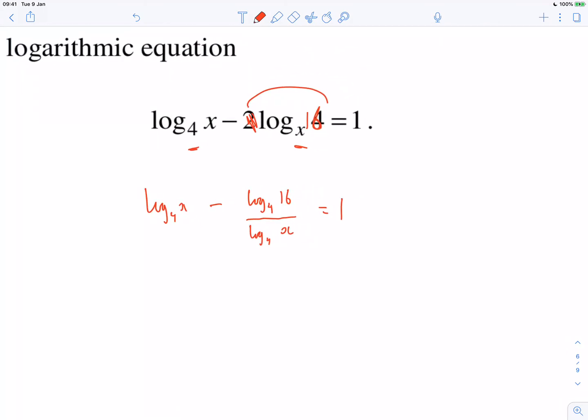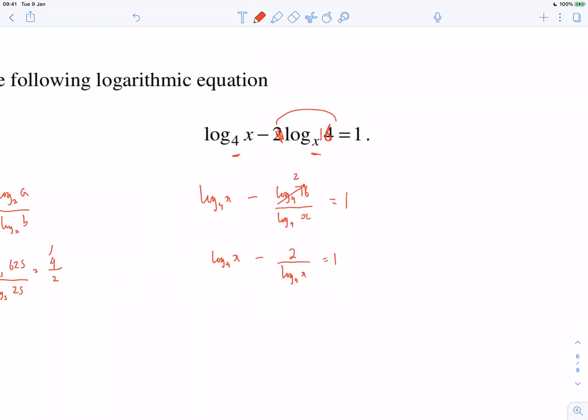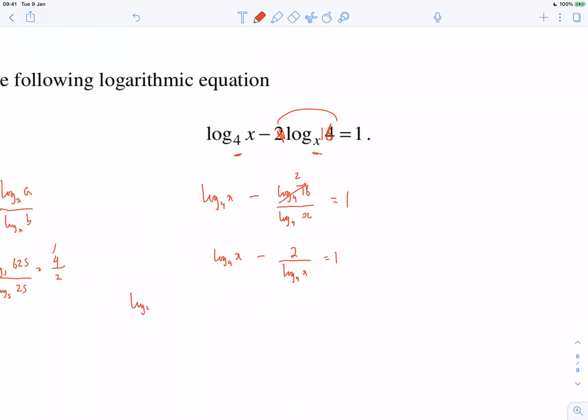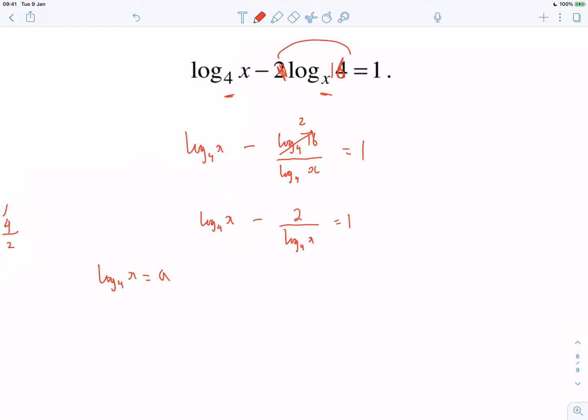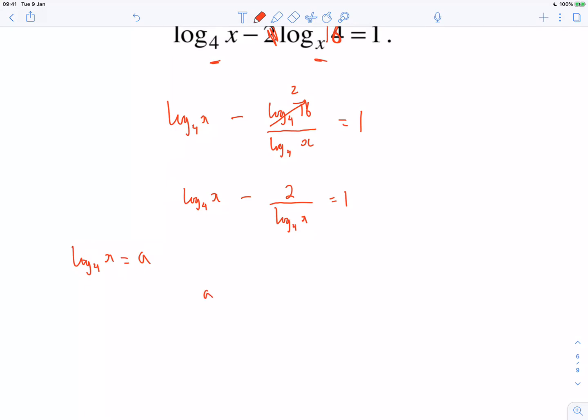Why have I done it this way? Because log base 4 of 16 is really easy to do. 4 to the power of what is 16? This is just 2. So the equation becomes log base 4 of x minus 2 over log base 4 of x equals 1. And the beauty of it is, if you let log base 4 of x equal a, or b, it doesn't matter, then the equation becomes a minus 2 over a equals 1.